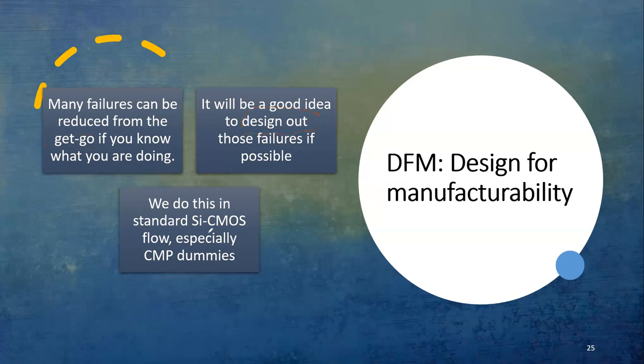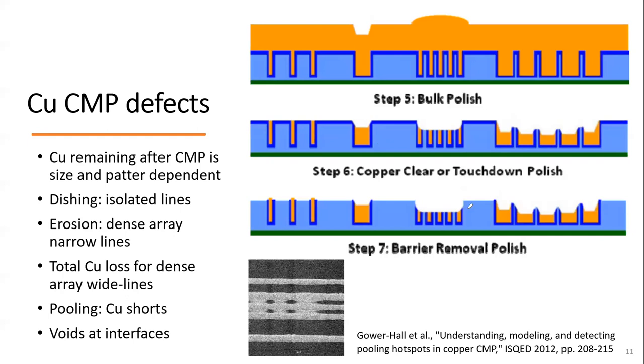We did this a lot in the silicon CMOS flow, especially with CMP dummies. If you look at the CMP dummy we mentioned before, if you design something where this distance is very large, then you have tons of problems. Or a lot of things are very dense and some are isolated, then you have a problem. So how do you solve this type of problem?